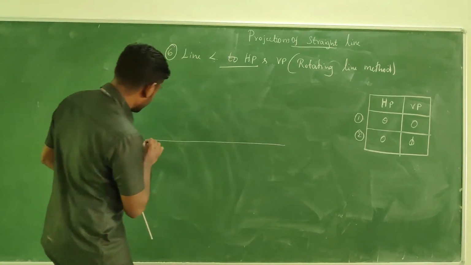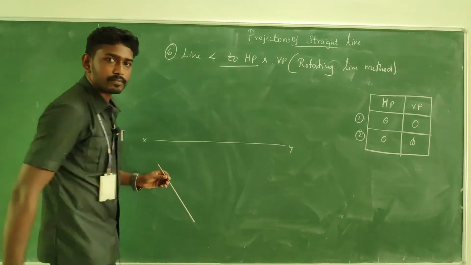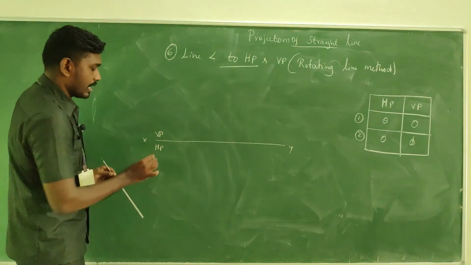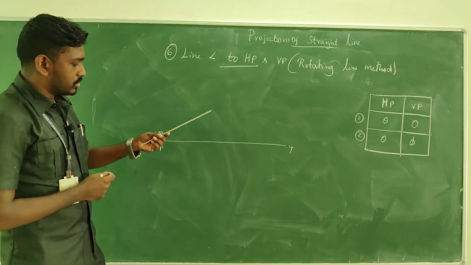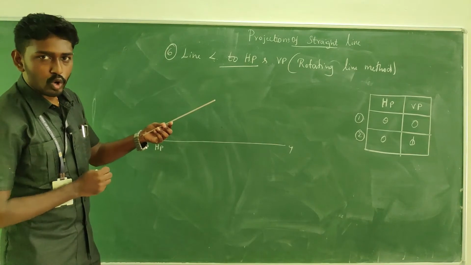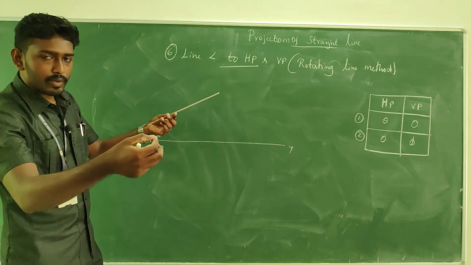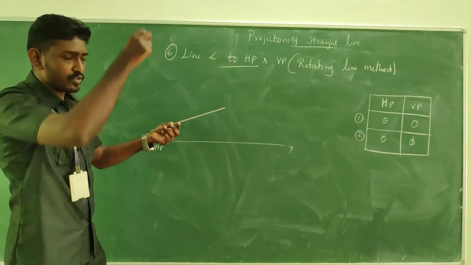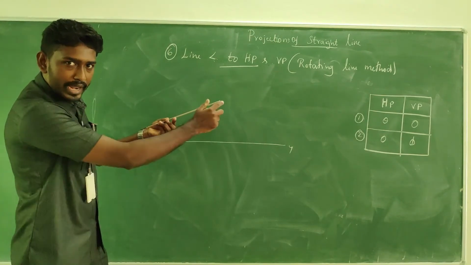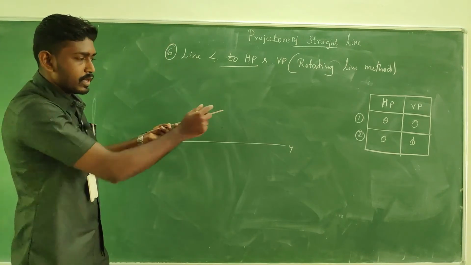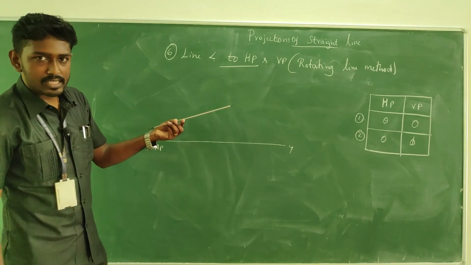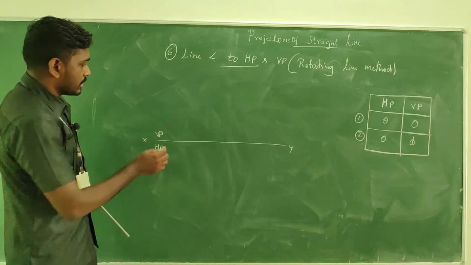So in the profile there will be a reference line XY. This is the VP and this will be the HP. Since it is a line, we will be having 4 loci. So we will get the front view observation as well as the top view observation. In the front view, we will get the 2 ends. In the top view, we get the 2 ends, right, of the line. So we need 4 loci in order to place the lines.